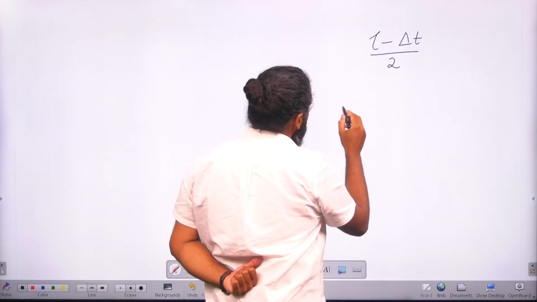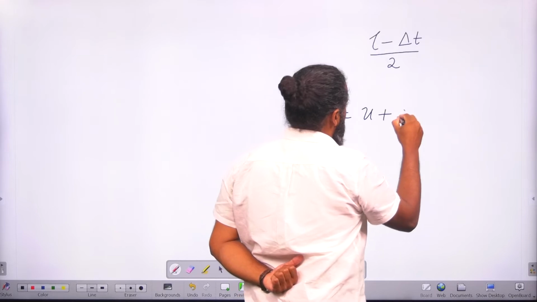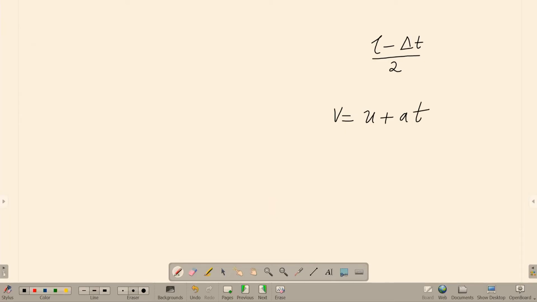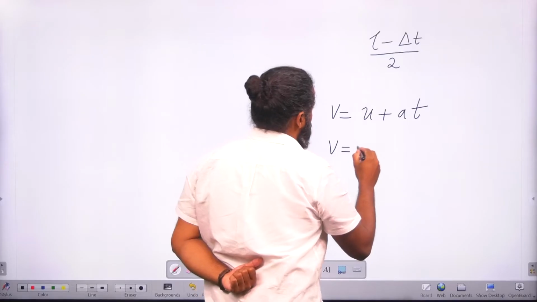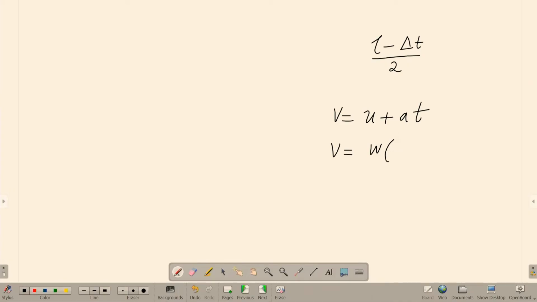Fine. Here we can find out the maximum velocity. V is equal to u plus at. u is equal to 0 because it's starting from rest. So the maximum velocity is equal to w multiplied by t. How much is the time? Tau minus delta t divided by 2.